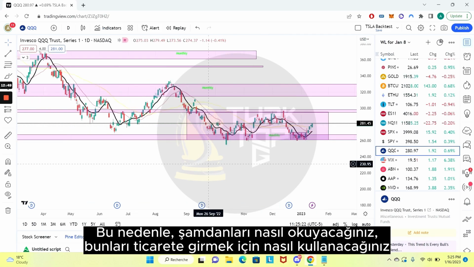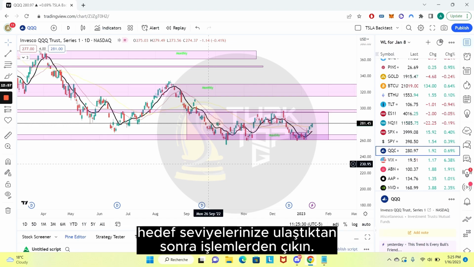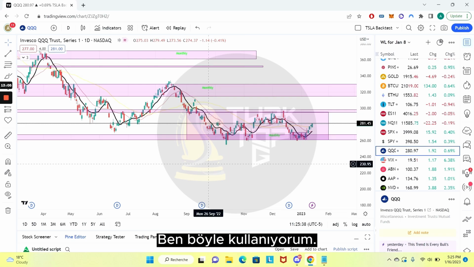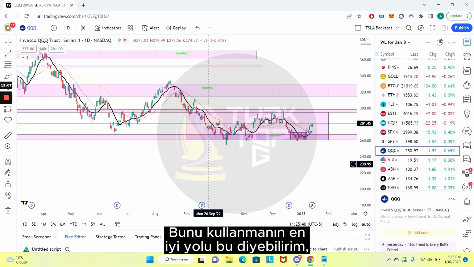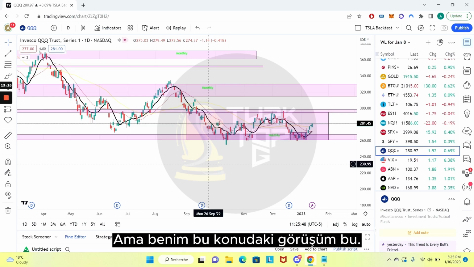So, hope you guys get the clear picture of how to read candlesticks, how to use them to enter trades and potentially exit trades once they are at your target levels, and how to formulate a story with candlesticks. That's it. That's how I use it. This is what I would say is the best way to use it. People who memorize all the candlestick patterns, I don't really know how they can efficiently use it anyways. But this is my view on it.